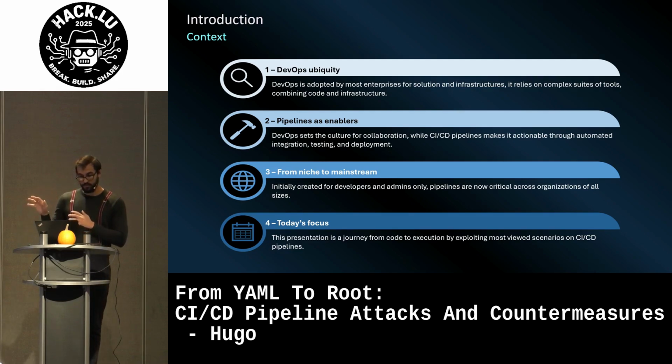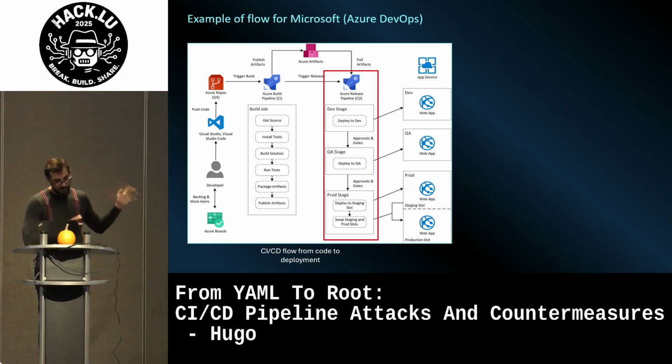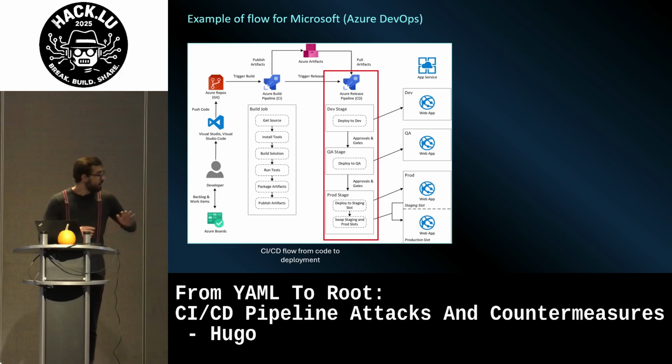Something important here: we will focus on the pipelines directly. So, let's say the agents and the server that is deploying, and not focus on the infrastructure deployed. Here, you have a classic workflow of how CI/CD works. The example is for Azure DevOps. So you have a developer writing the code and pushing it to their Azure Repos, so Git.